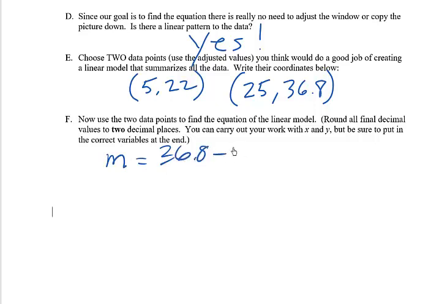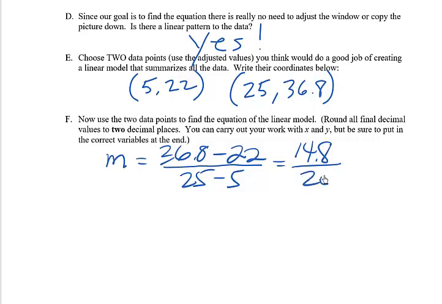So y2 minus y1 over x2 minus x1. Work out the calculations. Looks like we're going to have 14.8 divided by 20, and we'll reach for the calculator. I got 0.74. The directions say round these values to 2 decimal places. I don't even have to round. It came out exactly 2 decimal places.